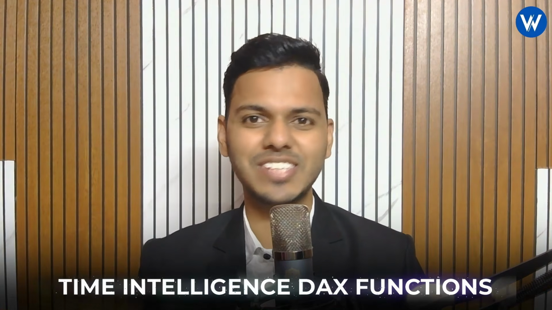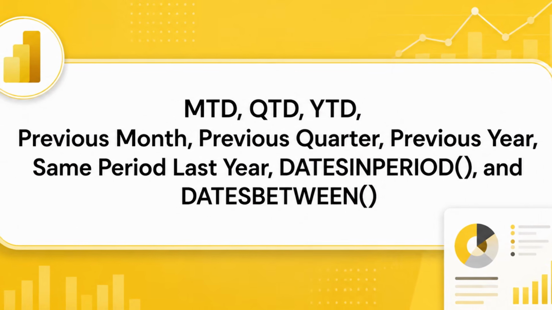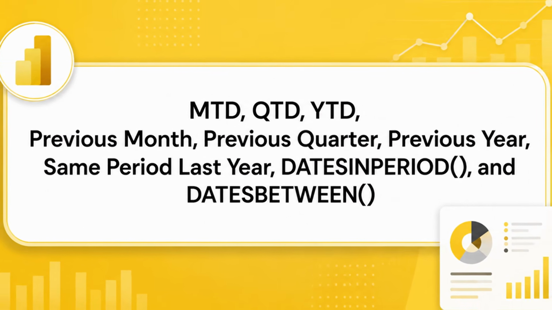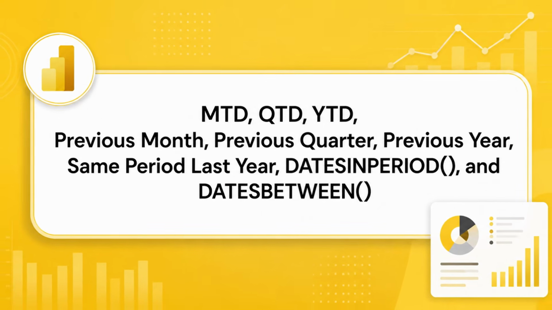We will understand the most important time intelligence DAX functions, including MTD, QTD, YTD, previous month, previous quarter, previous year, same period last year, dates in period, and dates between, all with simple explanations and practical examples.